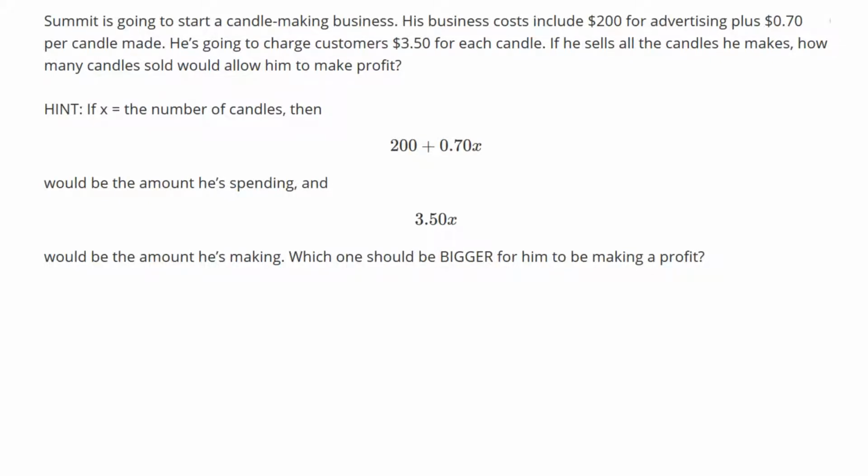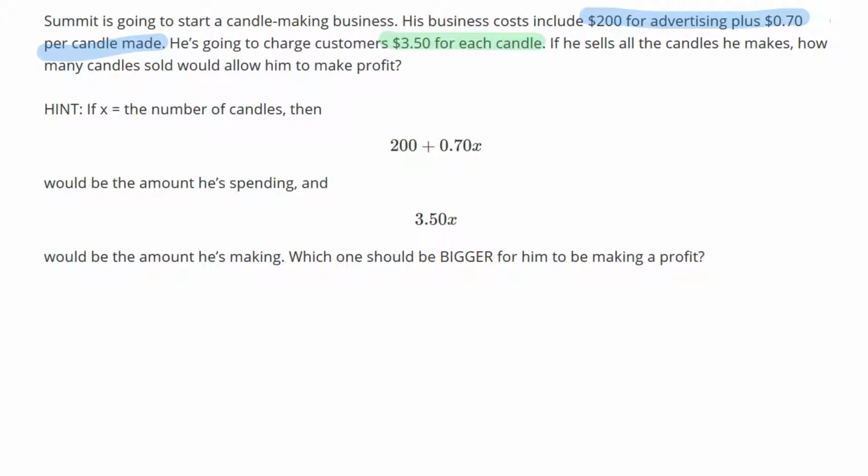Okay, so in this question, Summit is making a candle making business, and it's going to cost him $200 for advertising plus 70 cents per candle that he makes. And then he's going to be selling those candles for $3.50 each. So the question is, how many candles sold would allow him to make a profit?